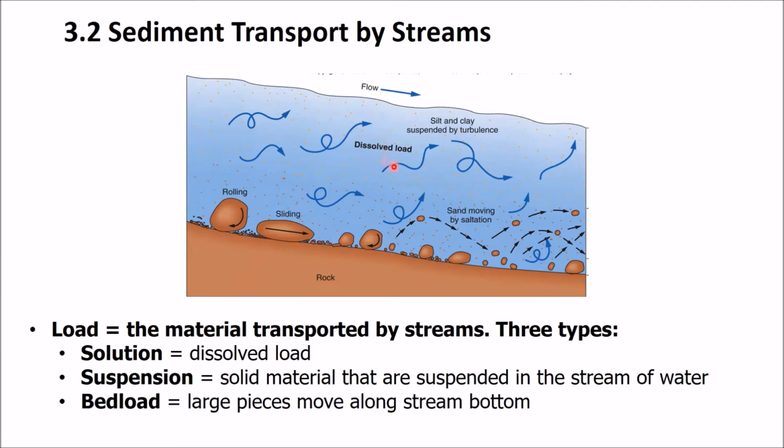The load can be in solution, like some iron dissolved in water, and the load can be in suspension, like small particles suspended in the flow here. Suspension means solid materials that are suspended in the stream of water. And it can be the bed load, like here. When the particle is large, it cannot be suspended in water, it only moves along the bottom. It can be rolling, it can be sliding, sometimes it jumps up and down. Then we call it the bed load.